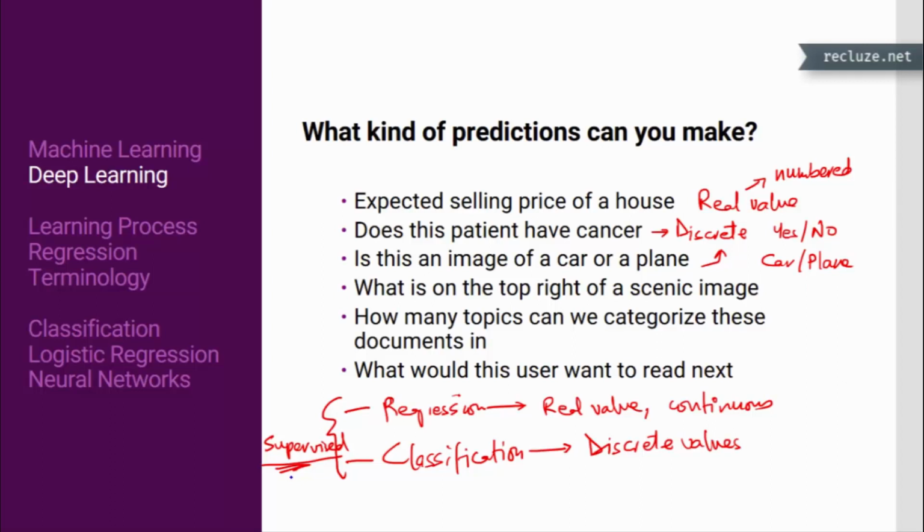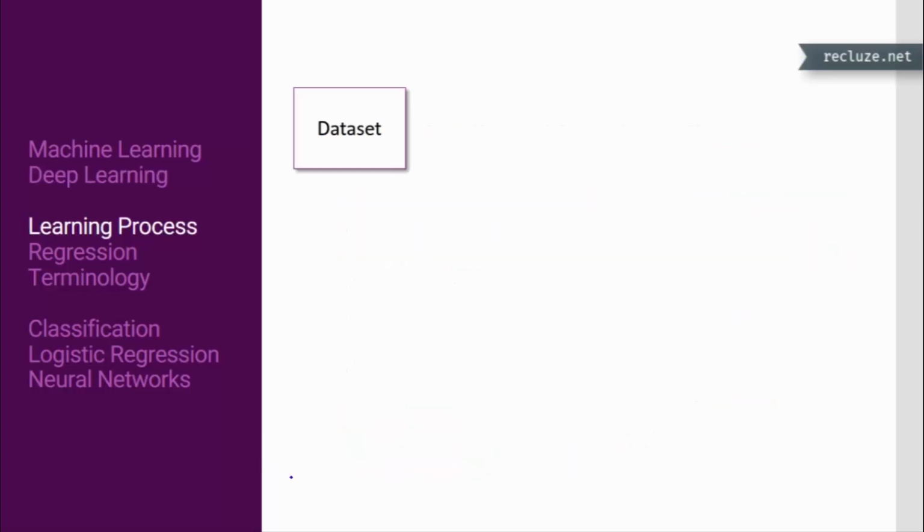Unsupervised learning has shown a lot of potential, but that's not going to be covered in this particular course. Anyway, let's start with the learning process. What happens in supervised learning? As I mentioned, because it's supervised, we're going to have some sort of data through which we teach the machine. So we take the data and we split it in two portions.